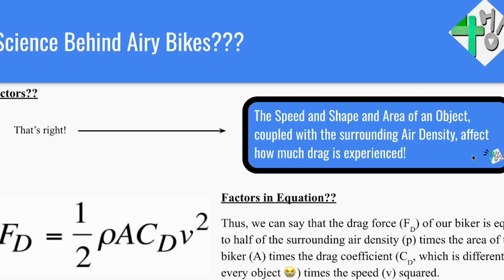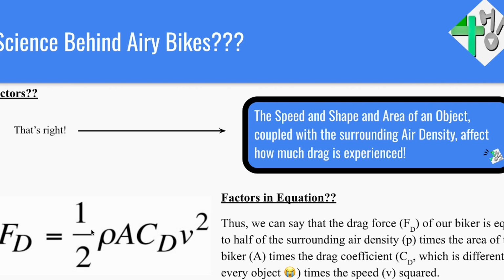The science behind aero bikes: the speed and shape and area of an object, coupled with the surrounding air density, affects how much drag is experienced. Now the factors in the equation, thus we can say that the drag force, or the F_D component of our biker, is equal to half of the surrounding air density, which is rho, times the area of the biker, A, times the drag coefficient, C_D, which is different for every object, times the speed, v squared.